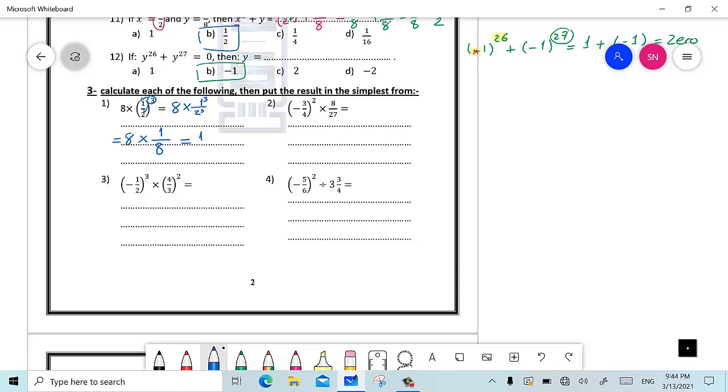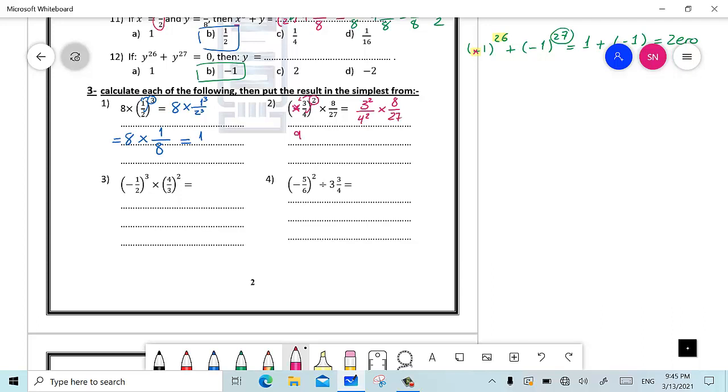Negative 3 over 4 all raised to the power of 2 times 8 over 27. Again, I have here a negative number, so I look at the power. The power here is an even number, so the negative is going to be cancelled, and I'm going to distribute the power on the numerator and on the denominator. So I will have 3 to the power of 2 over 4 to the power of 2 times 8 over 27.